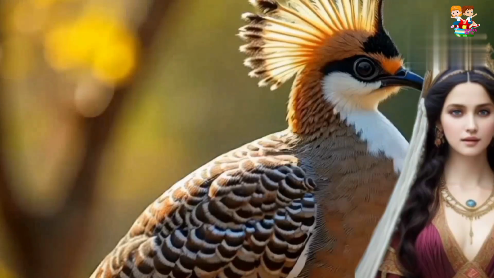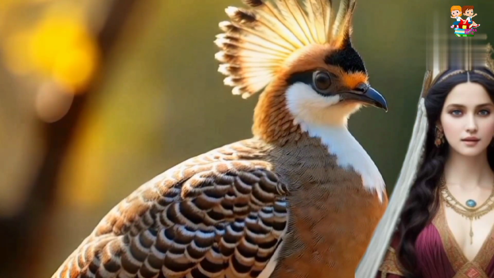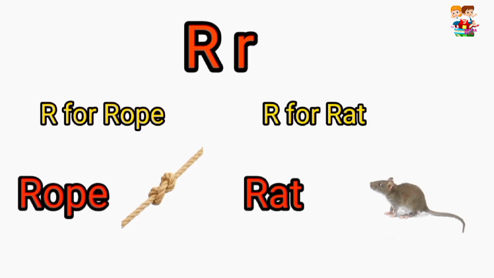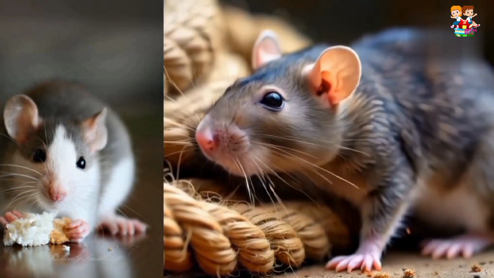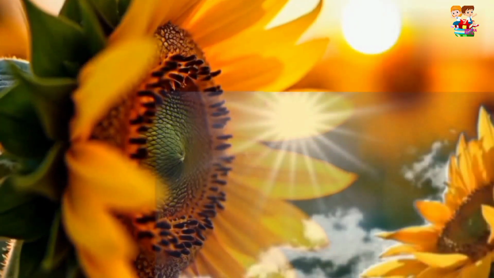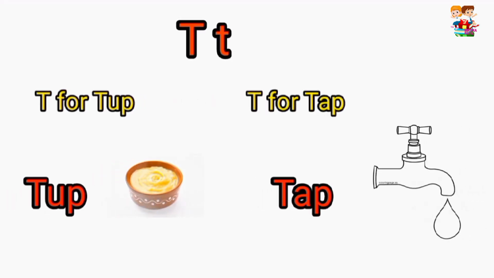Q for queen and Q for quail, Q. R for rope, R for rat, R. S for sun and S for sunflower, T for tap, T for tub, T.